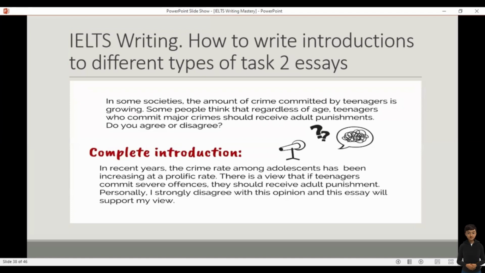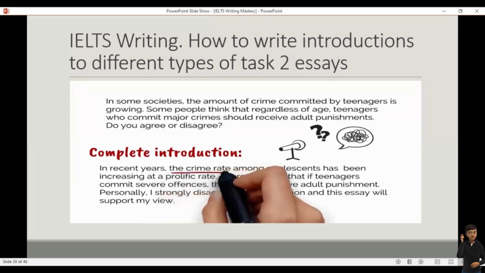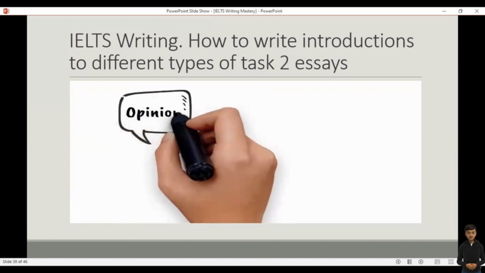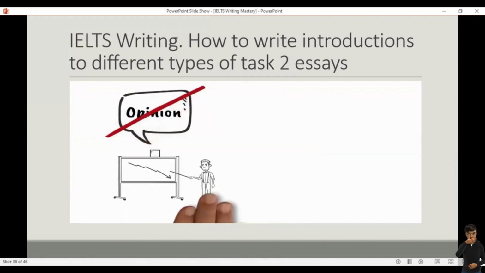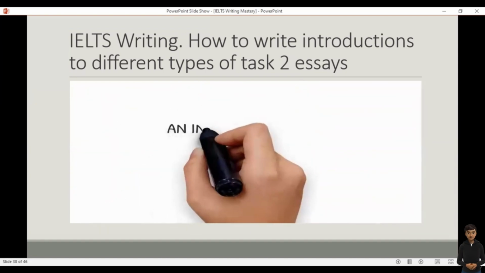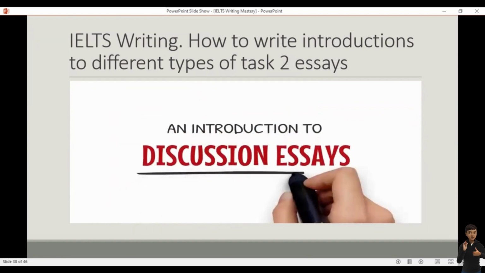As you can see in the background sentence, the writer has paraphrased the statement from the question, and it reflects the topic, which is the growth of crime committed by teenagers. In the detailed background sentence, the writer has mentioned the viewpoint from the question, which is, there is a view that if teenagers commit severe offences, they should receive adult punishment. Finally, in the thesis, the writer has clearly stated his opinion. Failing to write your opinion in an argument essay can make you lose marks heavily, so always make sure you have given your opinion.